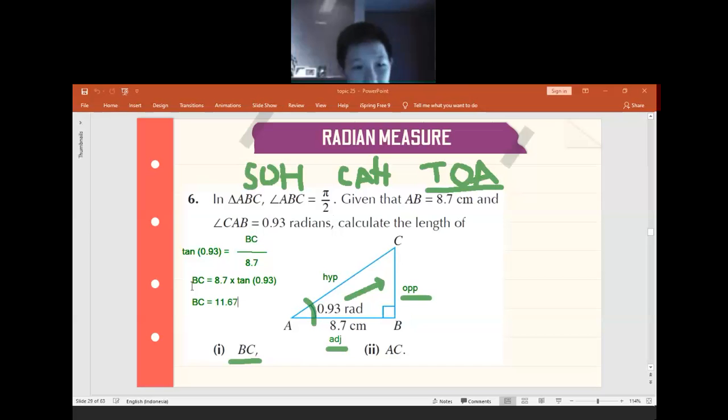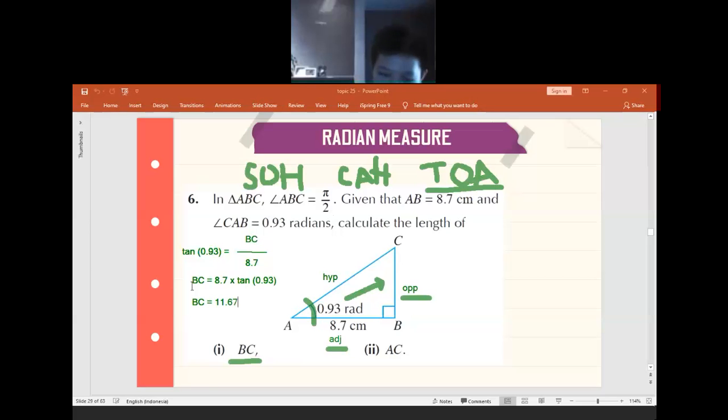Teacher, which page are we on again? No, it's not in your textbook. It's a question in a different textbook. But usually this type of question will come out. Later I will share the PowerPoint with you.